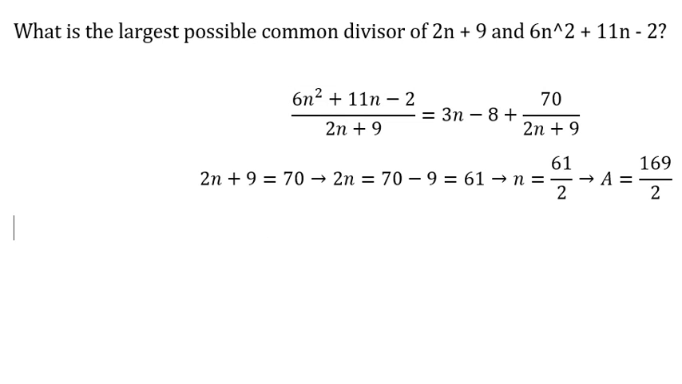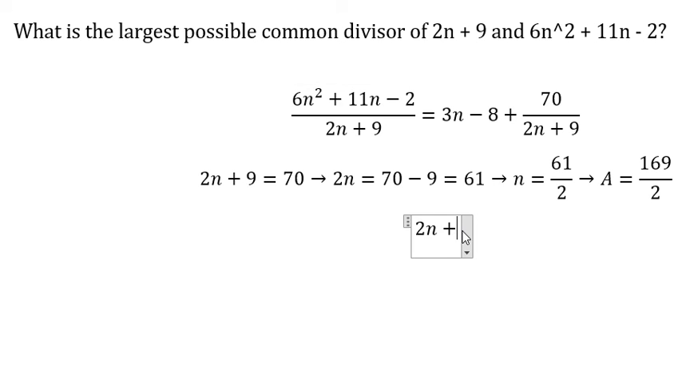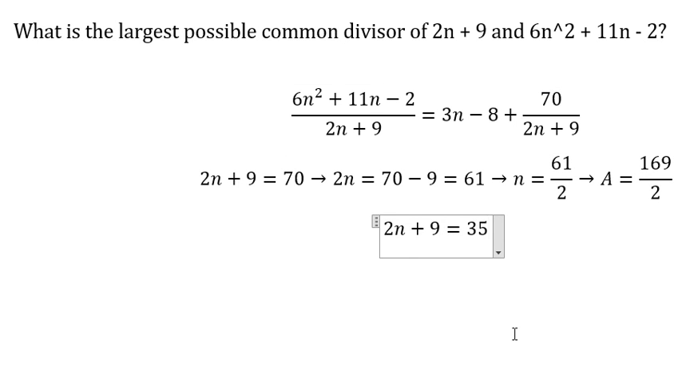Now the next one, the highest we can divide by in here, is 35. Because 70 divided by 35, you get the number 2. And in this situation, that is 13.